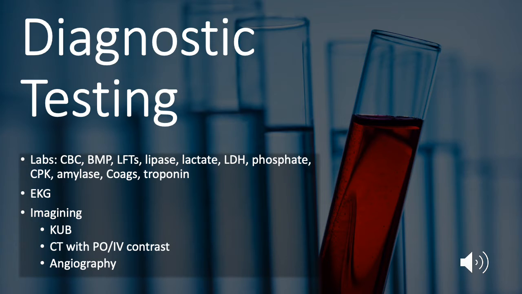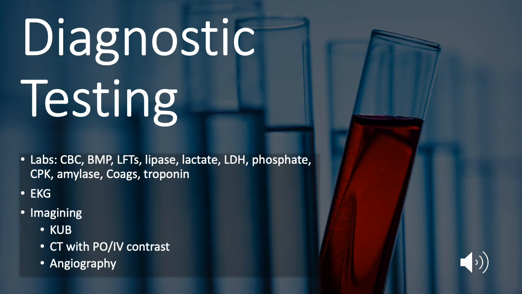So after you build that good differential, you're going to want to order your diagnostic tests accordingly. Labs that you'll commonly get to work up mesenteric ischemia include a CBC, BMP, LFTs, lipase. Lactate is really important here because that tells you if there's any hypoperfusion. LDH, phosphate, CPK. Amylase is also a common one that you'll see if you're starting to have intestinal problems like intestinal rupture. Coags and troponin if you think that these patients might have risk factors for an MI.